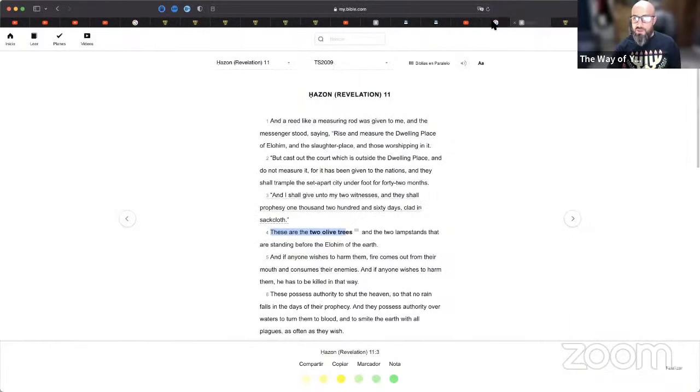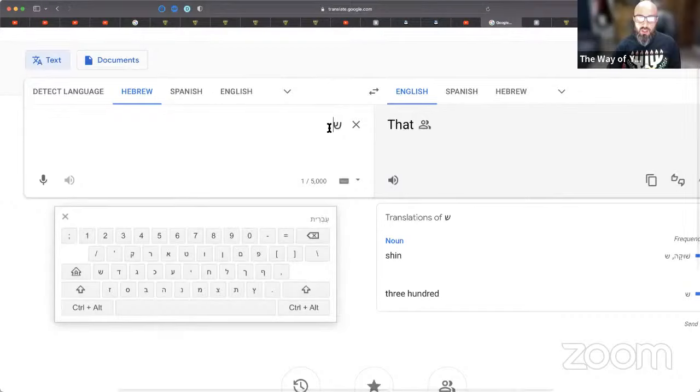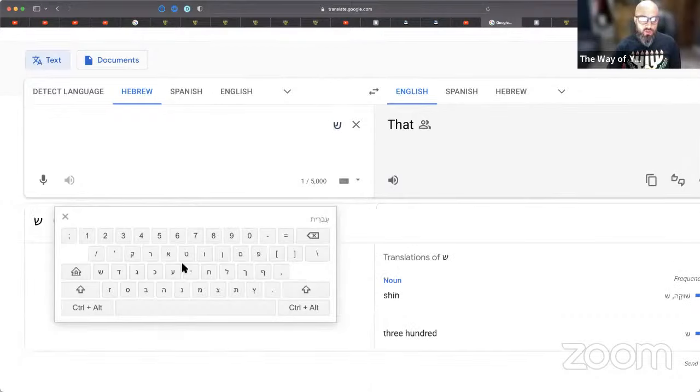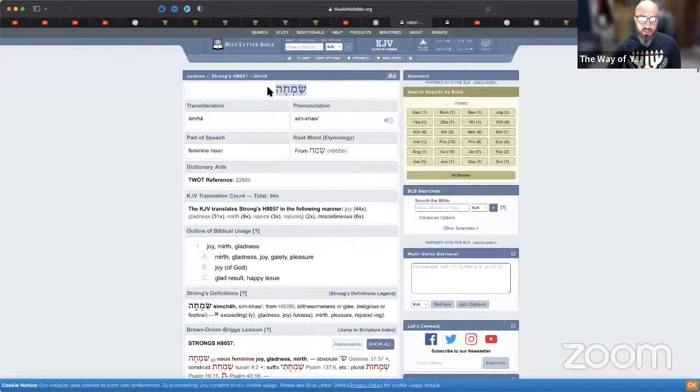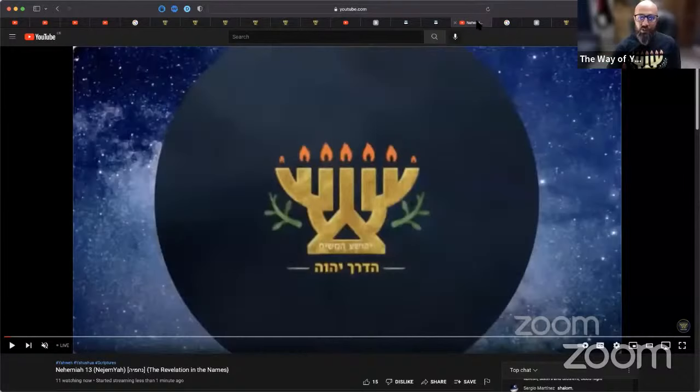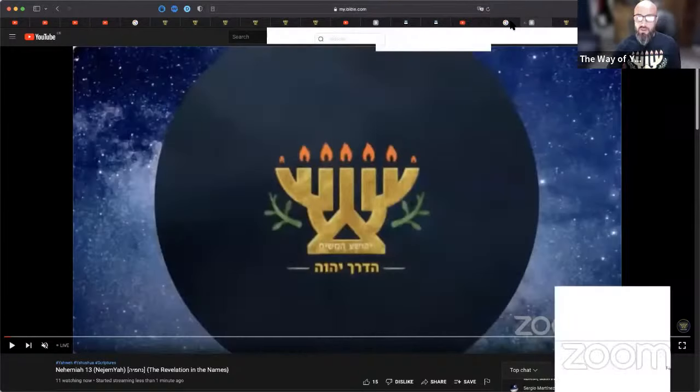Also, I wanted to show this. This will be connected to the last, the Shin, Vav, Shin, that joy. While this other joy that we saw here, Simcha, you see another type of joy, gladness, pleasure. That one is connected to the first.